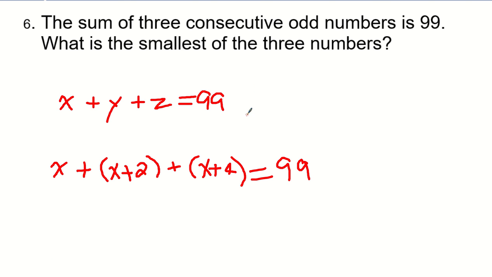If it was just consecutive numbers, period, not consecutive odds or consecutive evens, then you could call the middle number just x plus 1, and you could call the biggest number just x plus 2. Hope that helps.